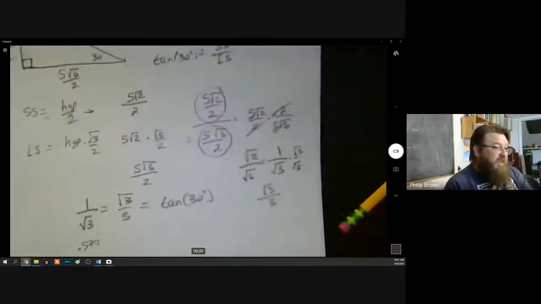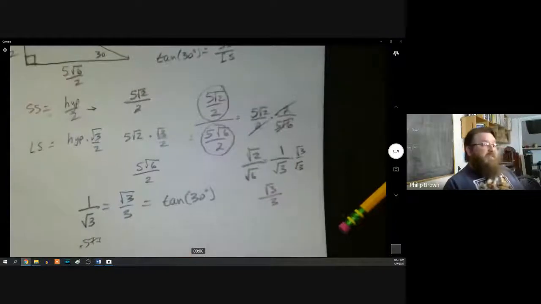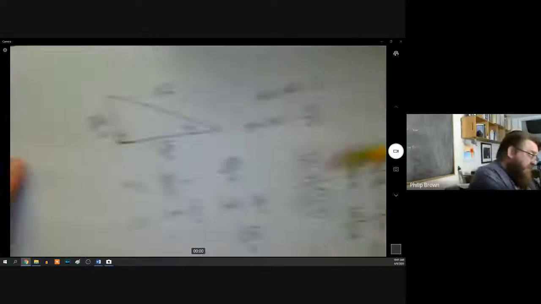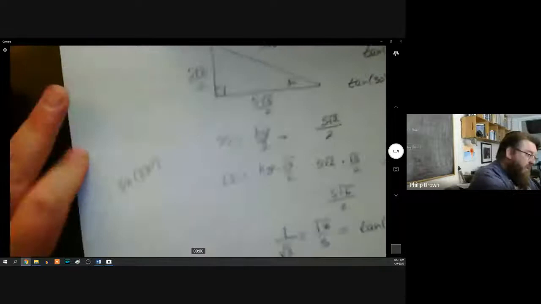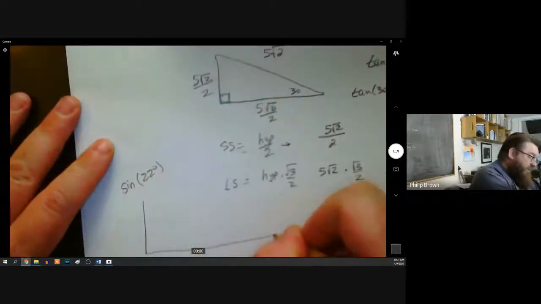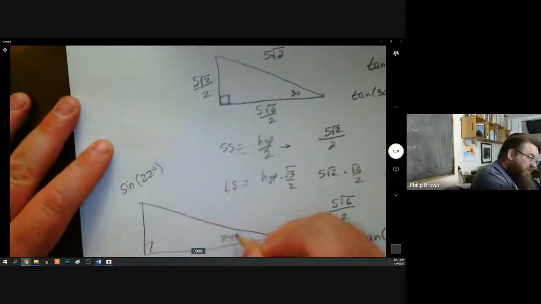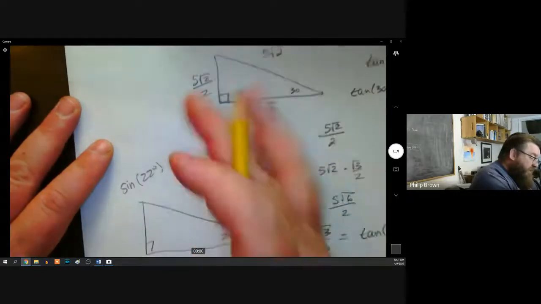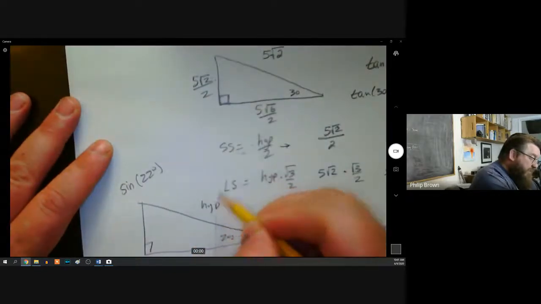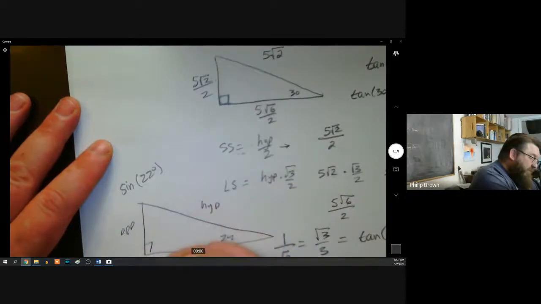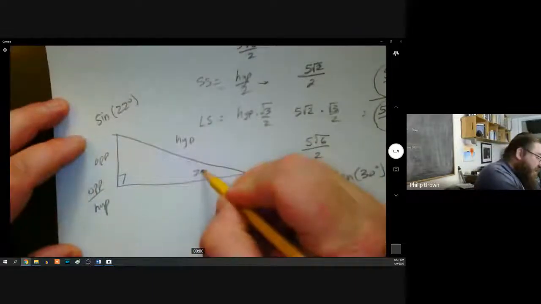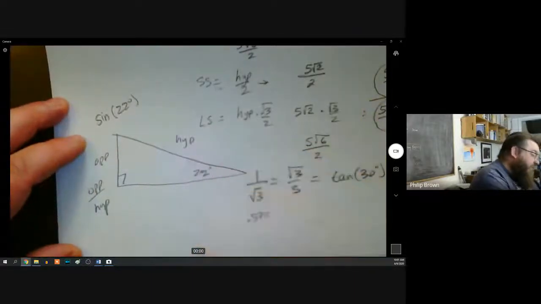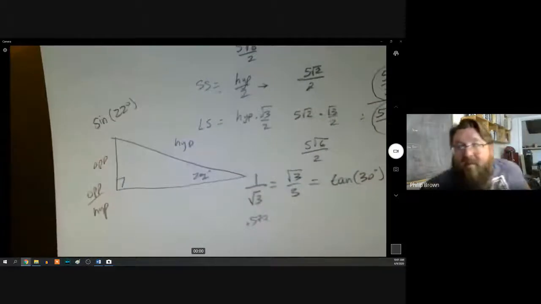So no matter how big or small the triangle is, no matter what numbers it is, if it's a 30, 60, 90, the tangent of 30 is always the same. Tangent of 60 is always the same. Even if you did the sine of 22 degrees, it doesn't matter how big or small that right triangle is. The ratio is going to be opposite over hypotenuse, and no matter how big or small that triangle is, the sine of 22 degrees is always the same exact number.